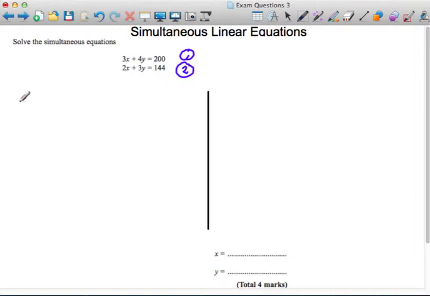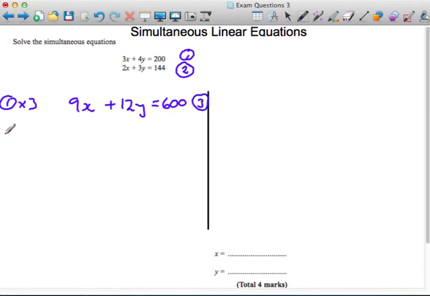So the first equation, I'm going to multiply by 3. Equation 1 times 3. I multiply everything by 3. 3x times 3 is 9x. Plus 4y times 3 is plus 12y. And 200 times 3 is 600. And we'll call that one equation 3.